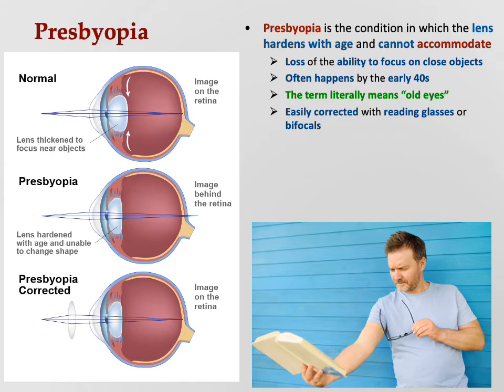So what they usually do is they make the bottom part of your glasses for up close and the top part for far away. Or you just go to the drugstore, wherever, Walgreens, and you can buy a pair of reading glasses. Like $10 now, I think. That's what I do. I buy reading glasses.